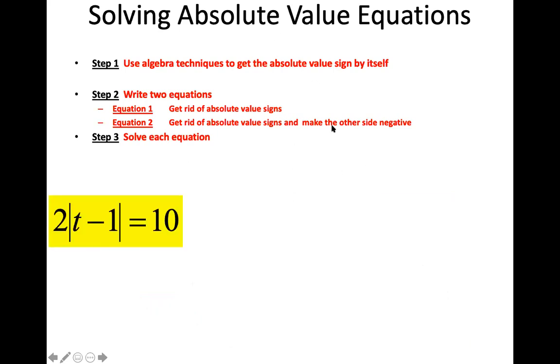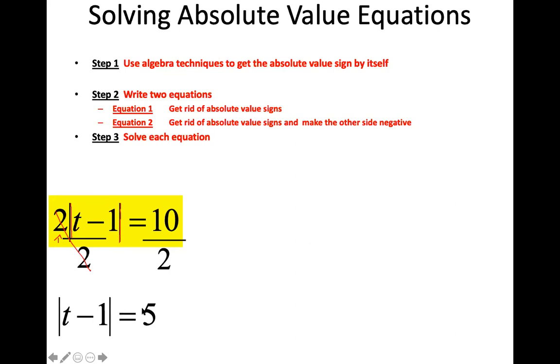Let's see another complicated one. Our goal is to get the absolute value symbols, those two vertical lines, all by themselves. Well, what's attached to it is this 2. So get rid of the 2. The 2 is attached to the absolute value through multiplication, so we divide both sides by 2. The 2's cancel. 10 divided by 2 is 5, so we get absolute value of t minus 1 is equal to 5.